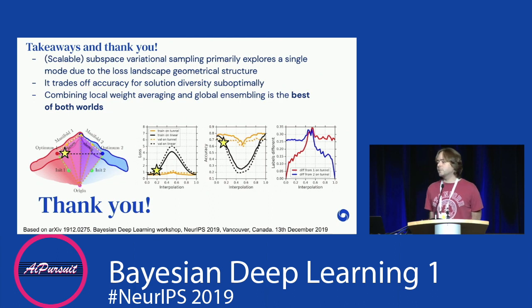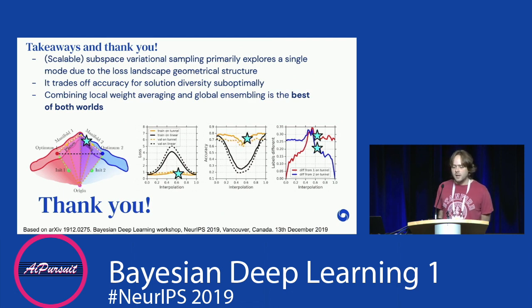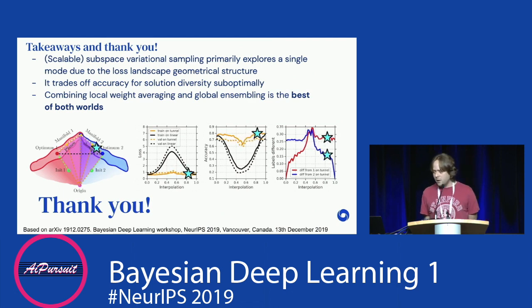I think the takeaways from this paper are that scalable subspace variational sampling methods primarily explore a single mode, which we verify by observing the diversity-accuracy plot and exchanges between diversity and accuracy for different subspace sampling methods. I think we should be using the explicit geometrical structure of the loss landscape to design better Bayesian methods that realize the full potential of the technique. By combining local weight averaging and global ensembling, we can get the best of both worlds. And that's a practical method people have been using already.